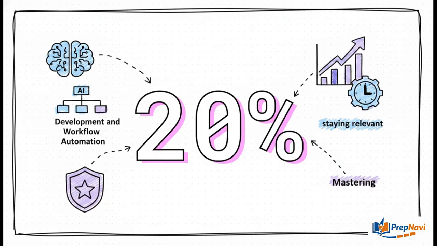On the Cisco Blueprint, Domain 5.0, which covers development and workflow automation, carries a massive 20% weight for the entire exam. This isn't just some minor subtopic we can skim over. This is high-stakes knowledge. Mastering how AI integrates into development workflows is crucial, not just for passing the test, but honestly, for staying relevant as a tech practitioner today.